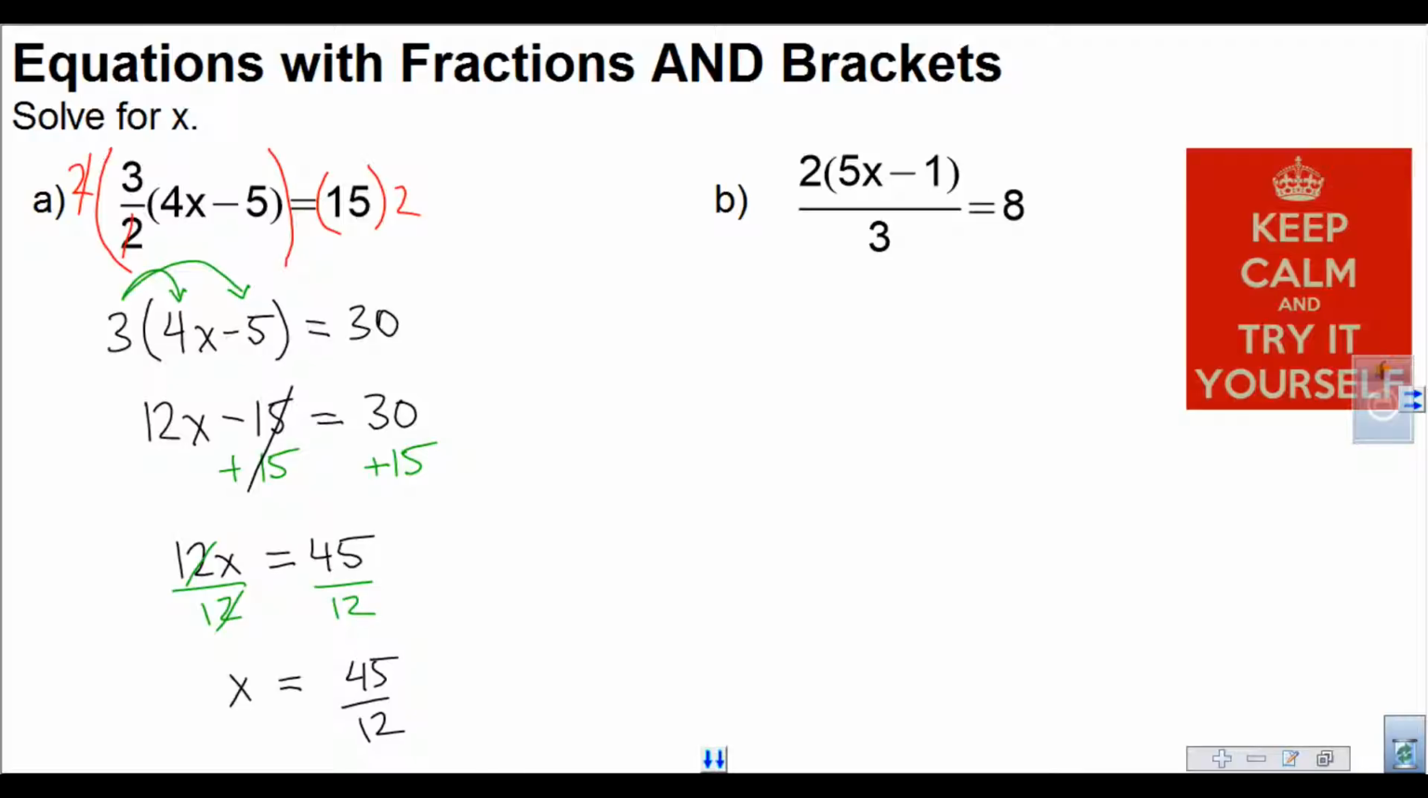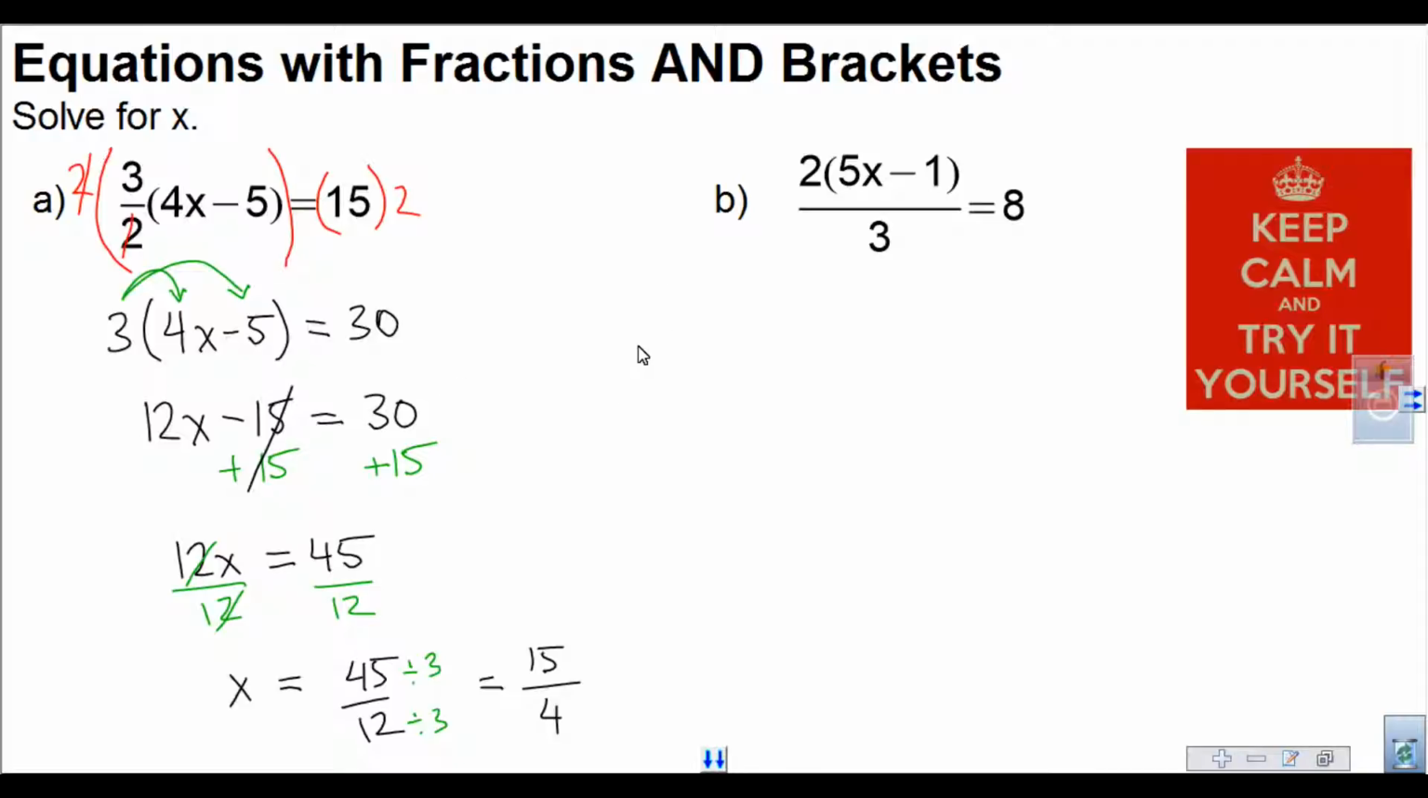Now, be careful, you might be able to reduce a fraction. So in this case, we can. We can divide the top and the bottom by 3. So the numerator is actually 15, and the denominator is 4. Okay. All right, you try this one now. So the first thing that we did here was we removed the denominator through multiplication. So you try the same thing over here, and then you're going to need to multiply in to remove the brackets.